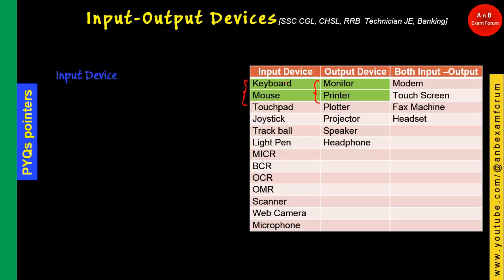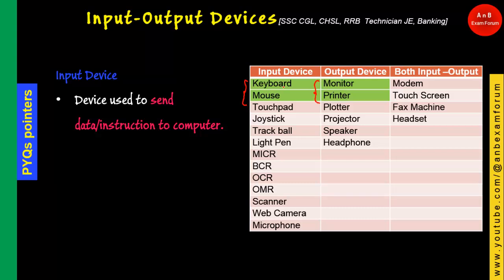As all of us know, input devices are the devices which are used to send data or instruction to the computer. In the basics of computers, we have seen there are input devices, one CPU, and afterwards one output device. So input devices are the devices which are used to send data or instruction to the computer.